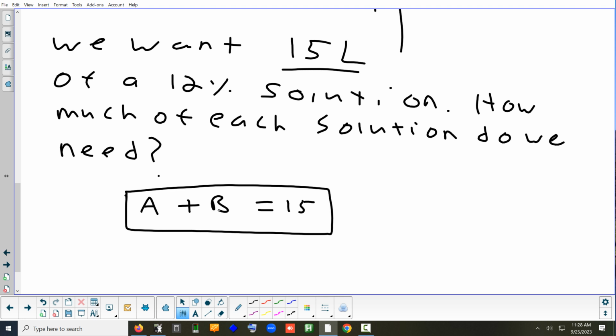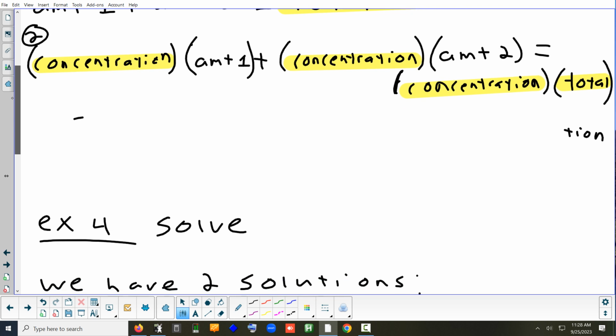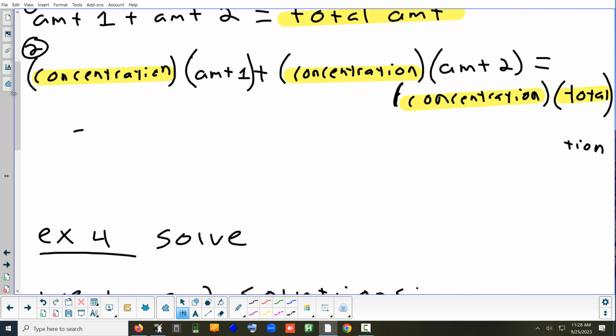Now, if that's all you knew, then A and B could really be a lot of things. You could do 1 liter and 14, or 5 and 10, or 10 and 5. But the thing that narrows it down is we want it to come out to a certain concentration. So the second equation is concentration times amount plus concentration times amount, equal to the final concentration times the final amount, or the total.